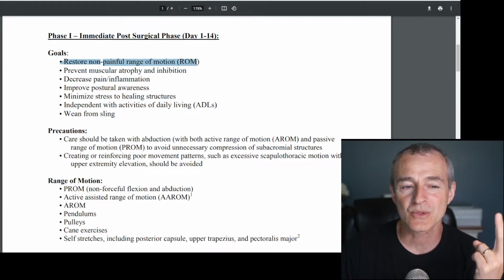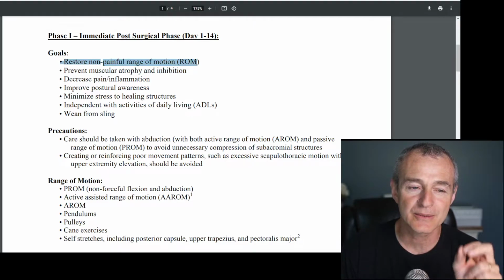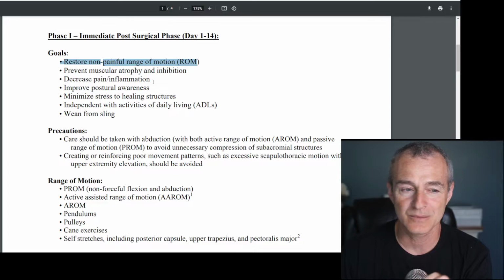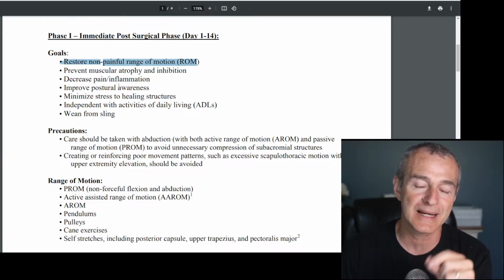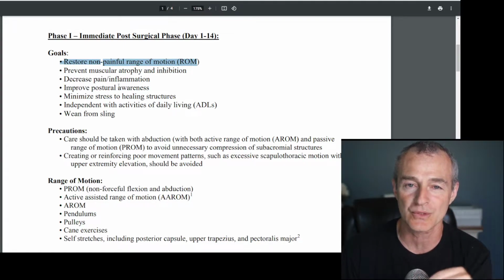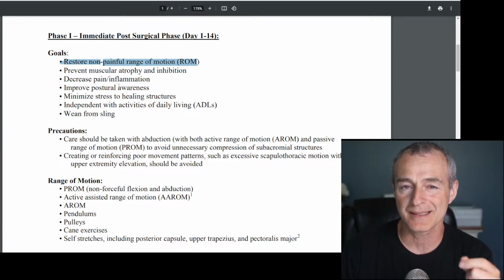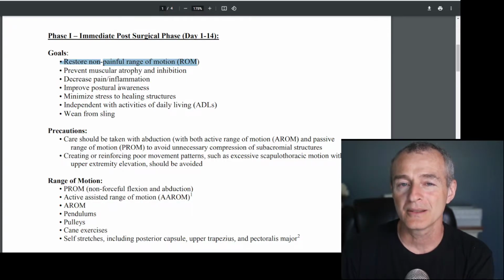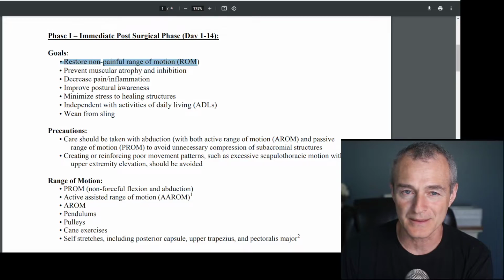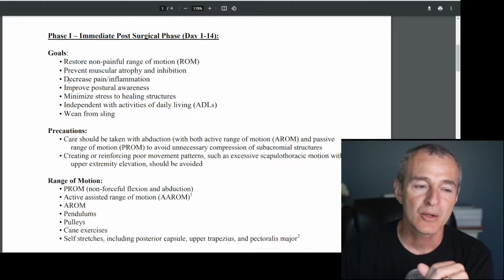Our goal is to restore pain-free range of motion, whether it be active, passive, or active assist. We want to prevent muscular atrophy and inhibition. Usually before surgery, you've been dealing with pain and soreness in the shoulder for a while. You haven't been able to do the things that you want to do, and as a result, the shoulders become weak and deconditioned. We want to decrease pain and inflammation.